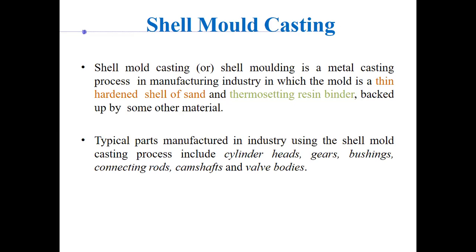A shell mold casting or shell molding is a metal casting process in the manufacturing industry in which the mold is a thin, hardened shell of sand and thermosetting resin binder. So you have that shell made of sand and thermosetting resin binder, backed up by some other material. Now, the typical parts manufactured in industry using this shell mold casting process: cylinder heads, gears, bushings, connecting rods, camshafts, and valve bodies. All these are the general parts which are manufactured by this process. We'll see what the process is.